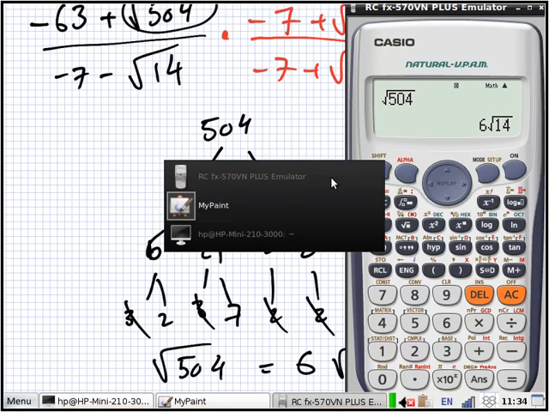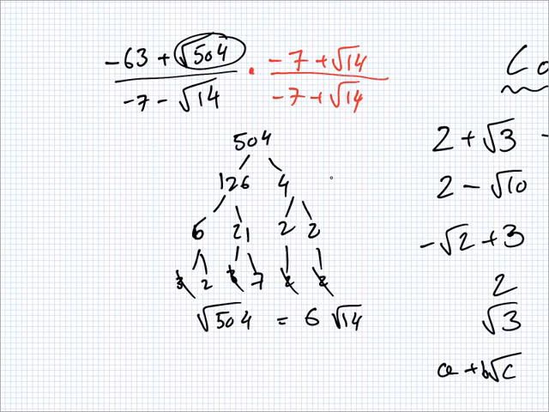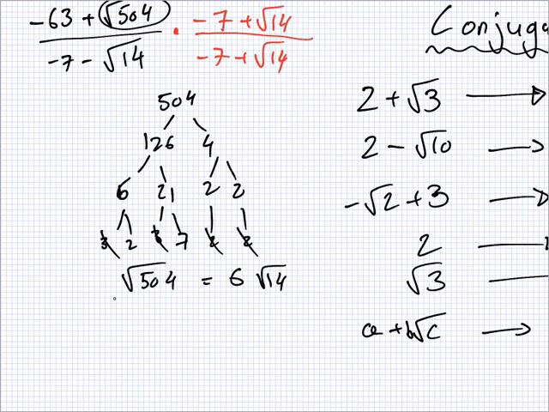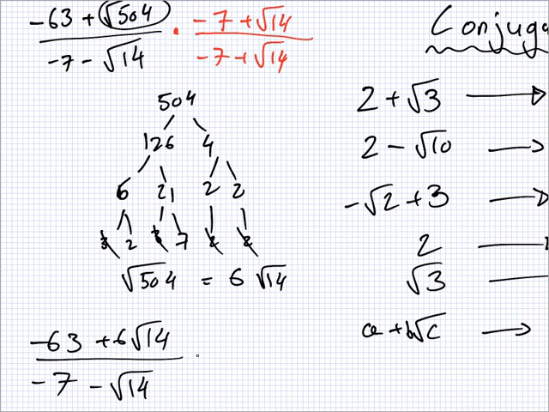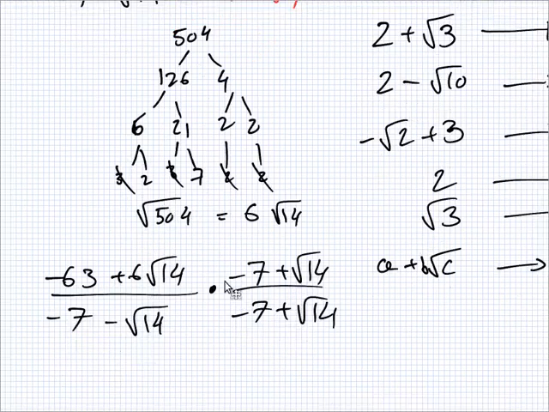Great, wonderful. So, let's go back to the question here. Minus 63 plus 6 root 14 over minus 7 minus root 14, times minus 7 plus root 14 over minus 7 plus root 14. And then we multiply. So, let's multiply the top.